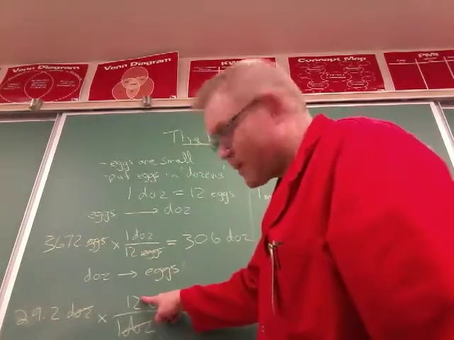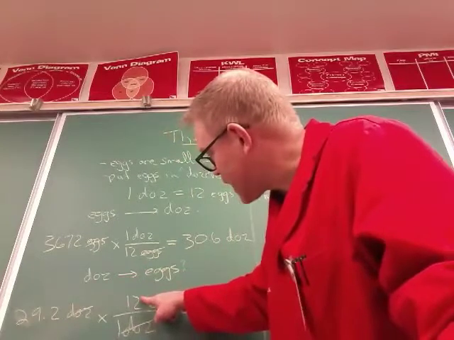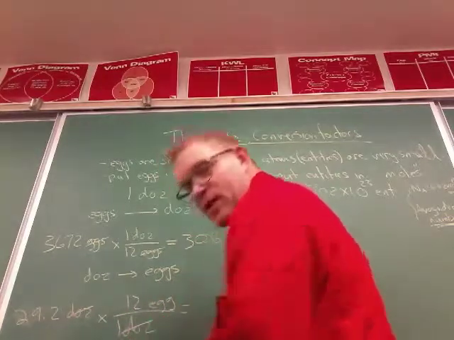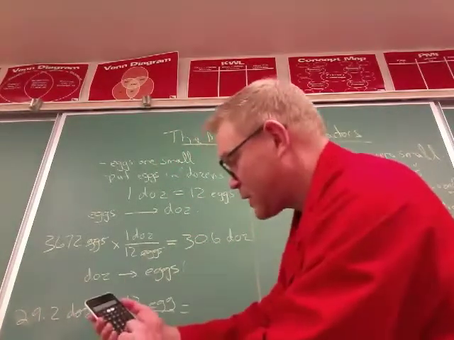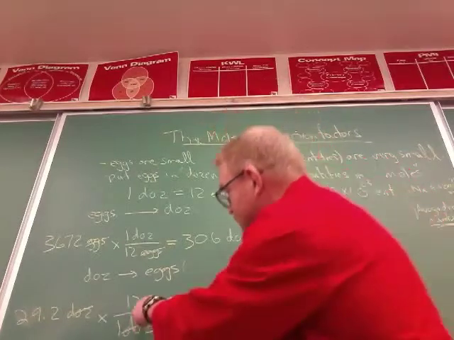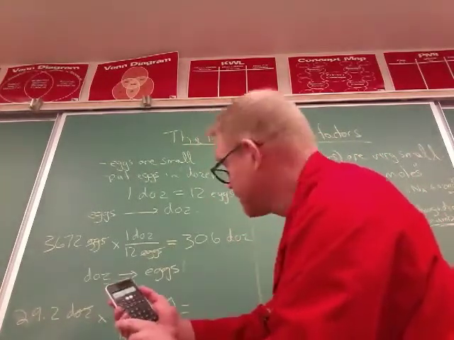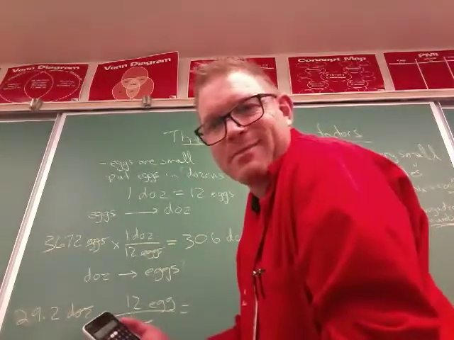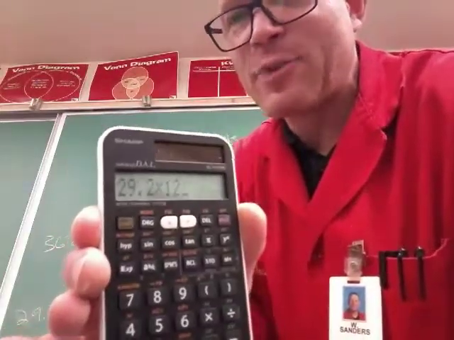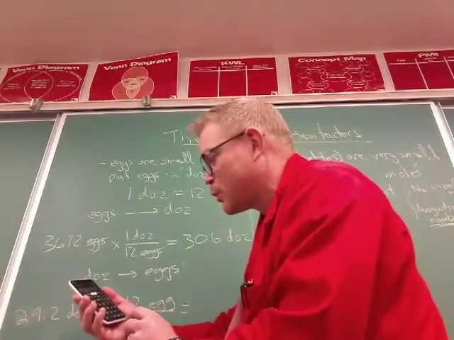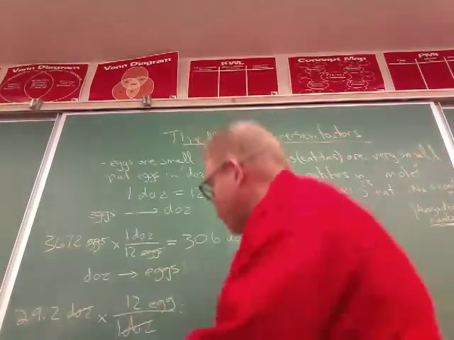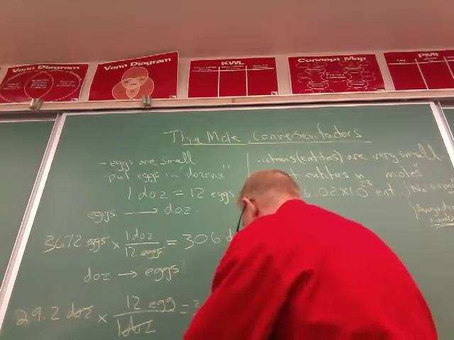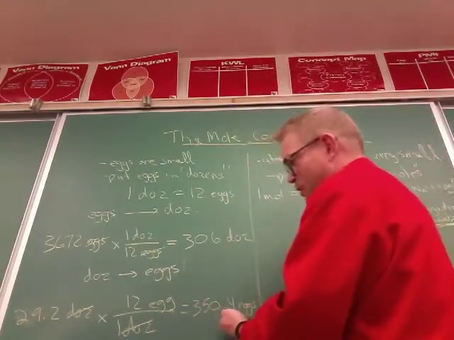Now you'll notice this 12 is on the top. Any numbers that are on the top of the fractions, we will multiply, and any numbers that are on the bottom of the fractions, we will divide. So technically for this one, I will put 29.2 times 12 divided by 1. I could do that, but when you divide something by 1, it doesn't do anything mathematically, so I'm just going to leave it as 29.2 times 12 equals 350.4 eggs. Now you might think that's kind of silly, how can you have 0.4 eggs?